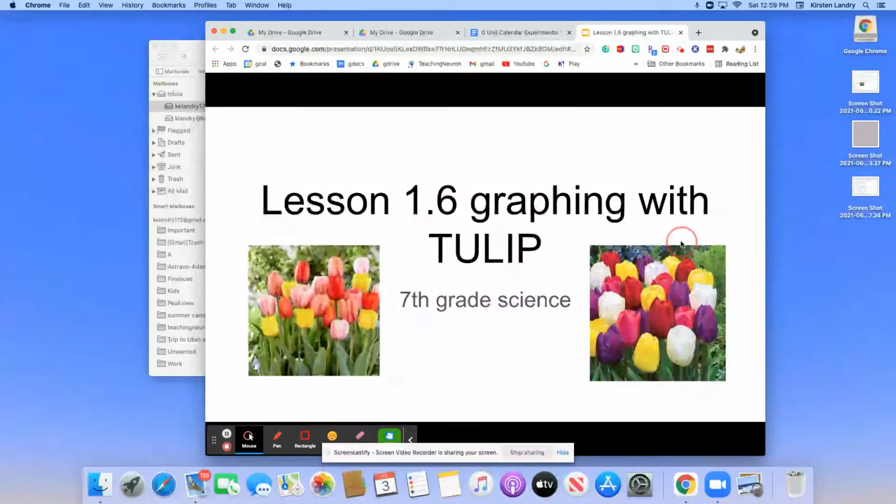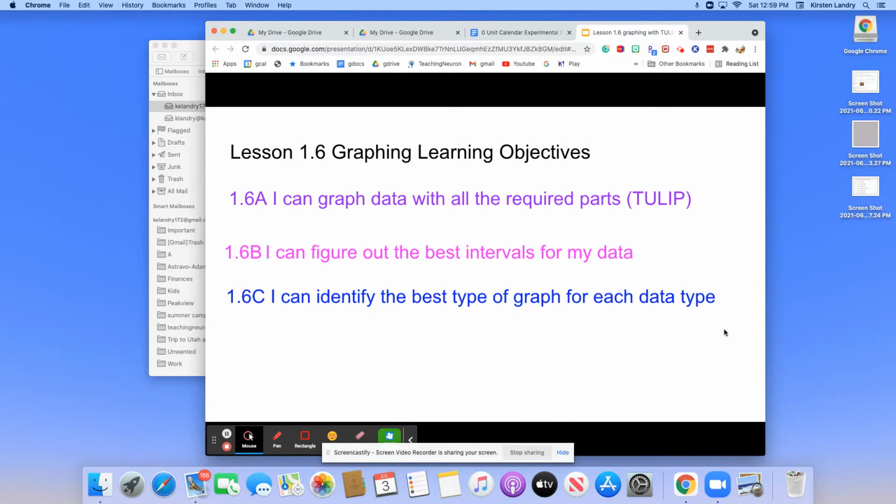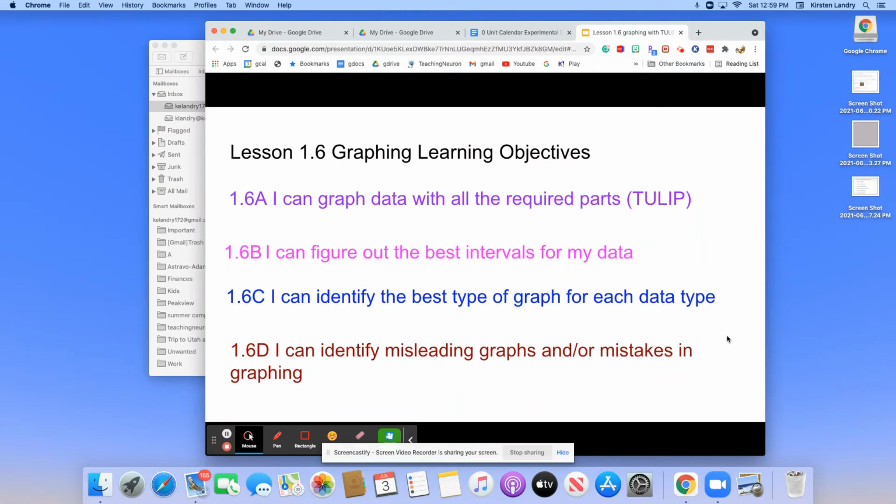So to start with, let's look at the learning objectives. We always like to start here. By the end of this talk, you should be able to graph your data with all the required parts and not miss out on any points. You should be able to figure out the best intervals for your data on the graph. You should be able to identify the best type of graph for the type of data you have. And then finally, we're going to be looking at some misleading graphs or some mistakes in graphing, and you should be able to identify those.